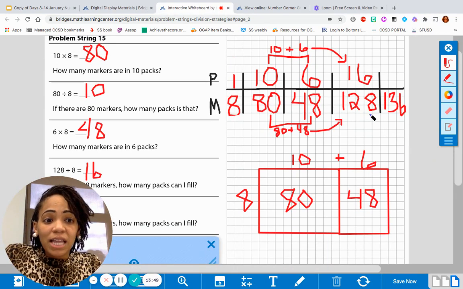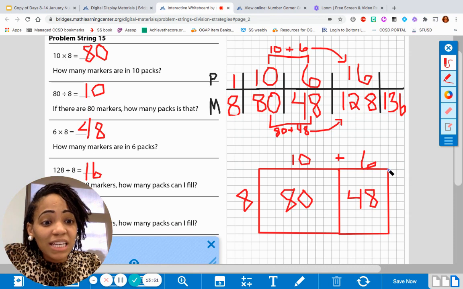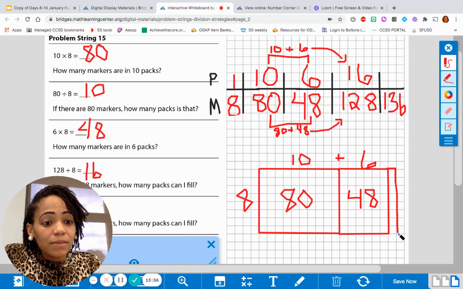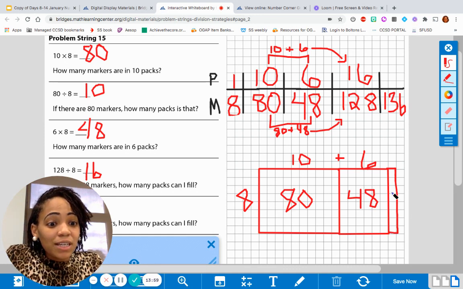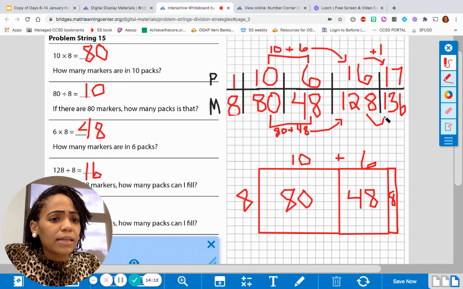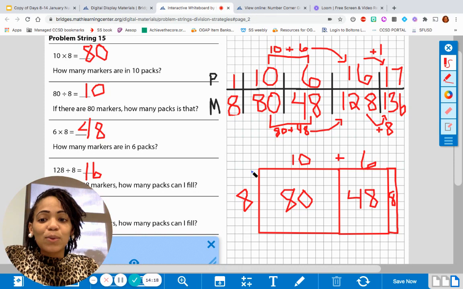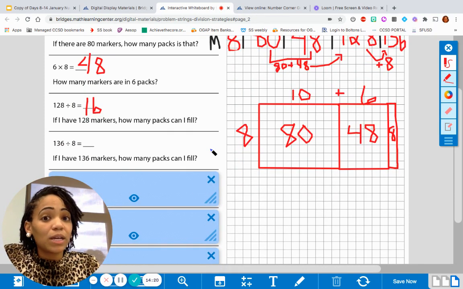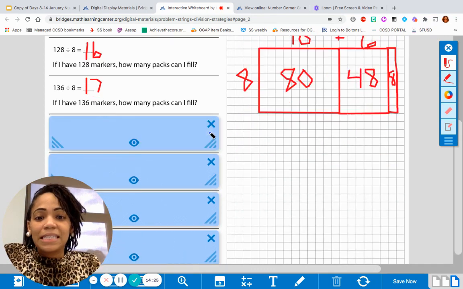All right, did you realize that 136 is only 8 more than 128? So essentially, I just added one more pack. I added a pack, so now I have 17 packs. And if I add a pack, how many markers am I adding? Right, I'm adding 8 markers. So what's my answer? How many packs can I fill with 136 markers? Right, I can fill 17 packs.